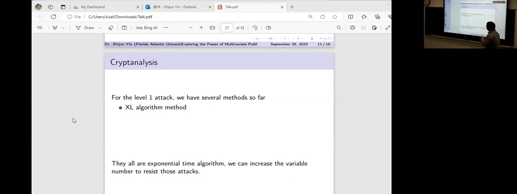But here, the XL algorithm just makes a column for the X times Y term, a column for the X times Z term, and one column for the X times Y times Z term, right? And it does a similar thing, but the algorithm takes a long time like this. That makes the system hard to break.